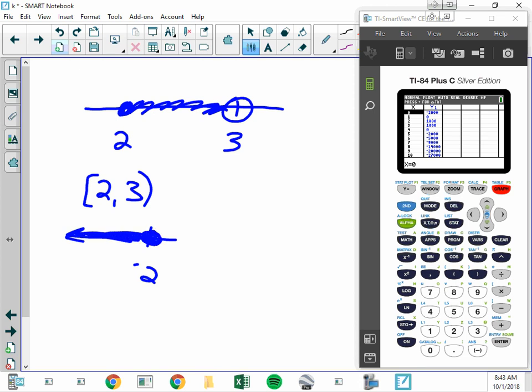What's the interval notation for that? Well, you always start on the left. What is the left side of this interval? Negative infinity. Good. And what's the right side of the interval? Negative 2. Does negative 2 count? Yes, because it's filled in. It's equal to.